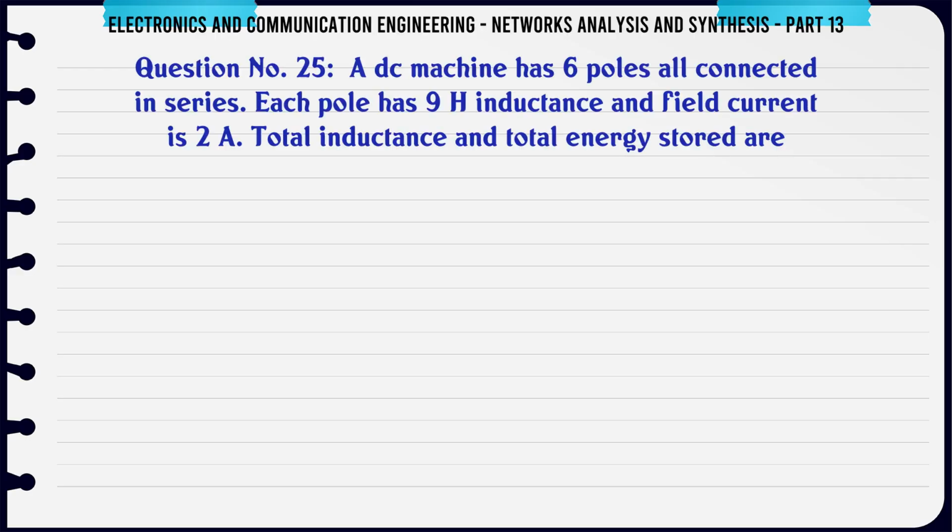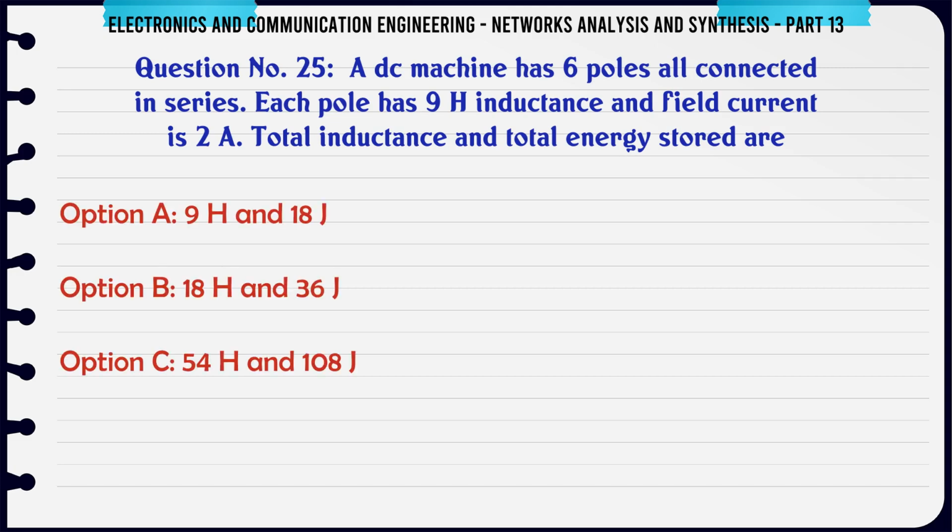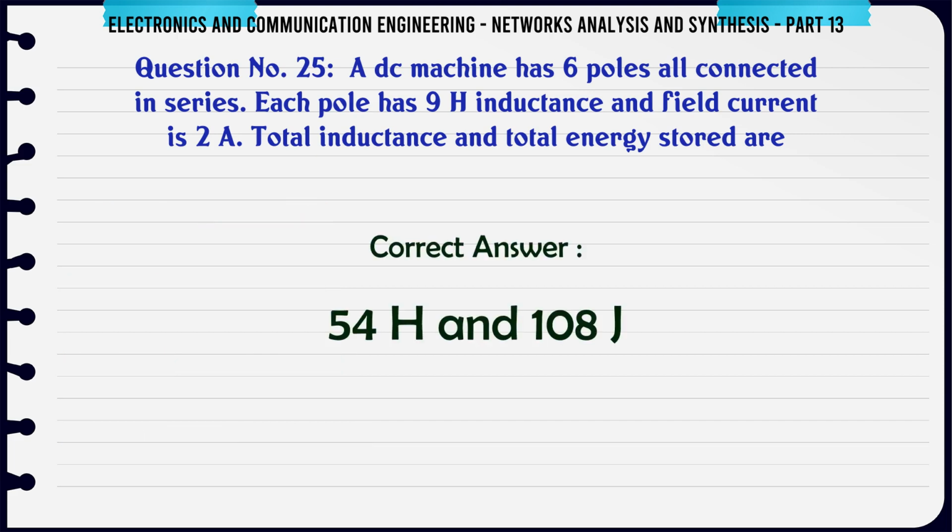A DC machine has 6 poles all connected in series. Each pole has 9H inductance and field current is 2A. Total inductance and total energy stored are A. 9H and 18J, B. 18H and 36J, C. 54H and 108J, D. 108H and 216J. The correct answer is 54H and 108J.